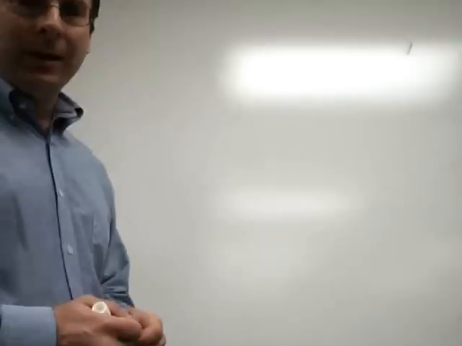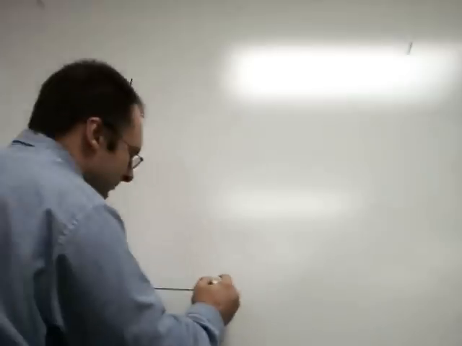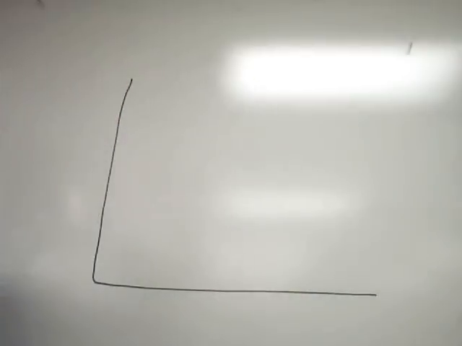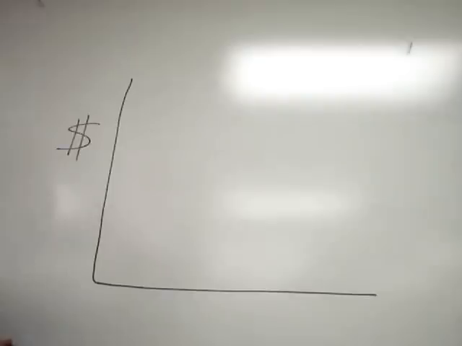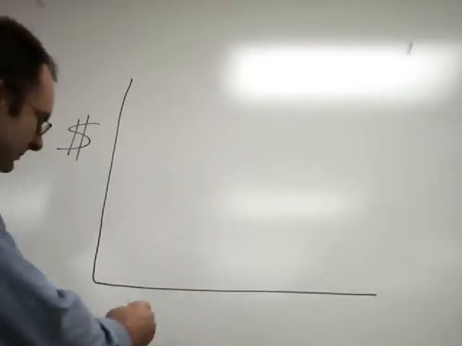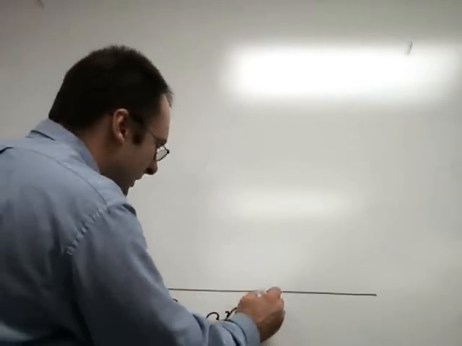To understand supply and demand, to help us analyze it, we like to graph supply and demand. When we graph supply and demand, we draw it something like this, and we put price on the vertical axis, and we put quantity on the horizontal axis.